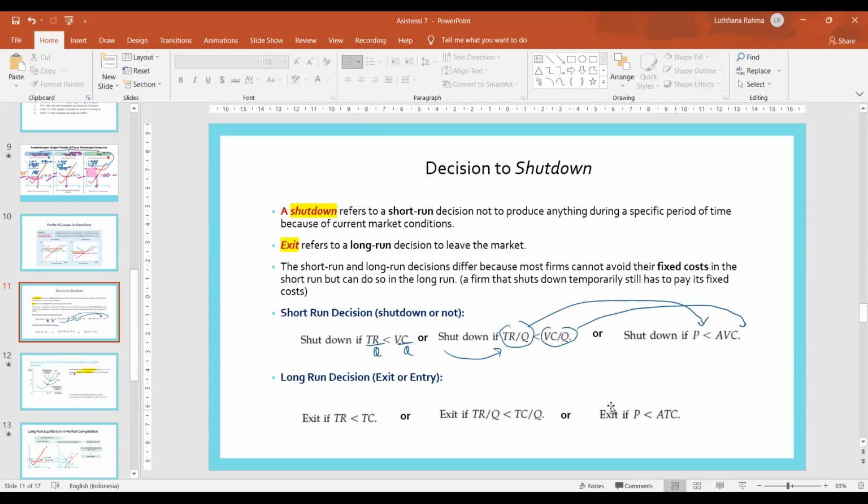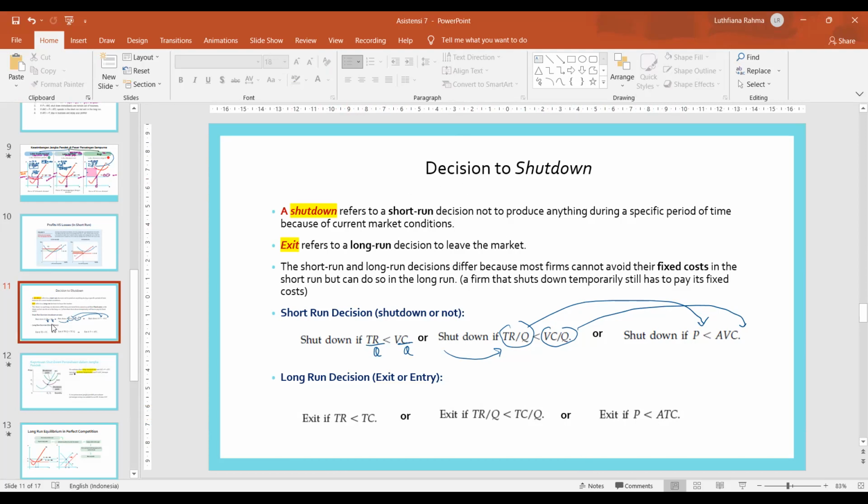Meanwhile, in the long run condition, they should exit if the total revenue is smaller than the total cost, or if we divide both sides by Q, then we will get it. And so the firm should exit if the price is below the average cost.